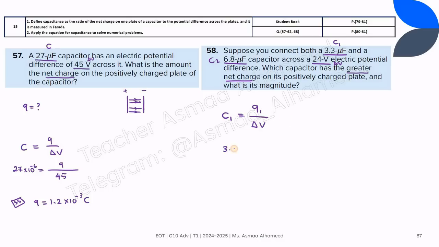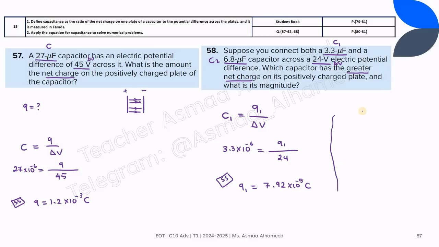So we say capacitance 1 is 3 times 10 to the power minus 6 is equal to Q1 over delta V. How much is Q1? It's unknown, and delta V is 24. So we do shift solve, and the charge 1 will be 7.92 times 10 to the power minus 5 Coulomb.